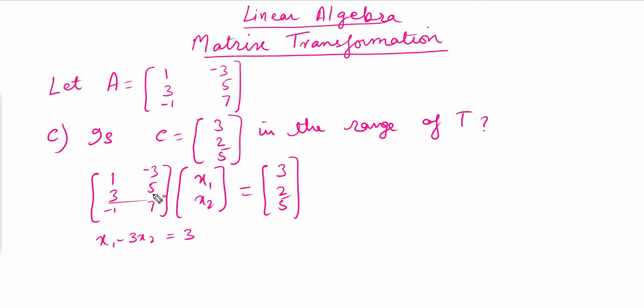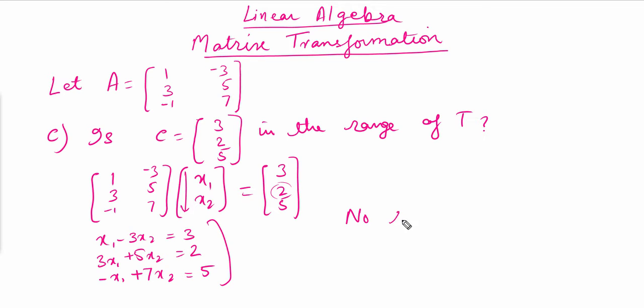Then from here, rows times columns: 3 times x1, that is 3x1, plus 5 times x2, that will be plus 5x2, equal to 2. Now this is minus 1 and this is 7. So minus 1 times x1, that will be minus x1, plus 7x2, equal to 5. So we have these three simultaneous equations. Now we will check whether a solution is possible or not. If we try to solve them simultaneously, we can see that a solution is not possible. So we will say the solution of these simultaneous equations does not exist, so no solution.